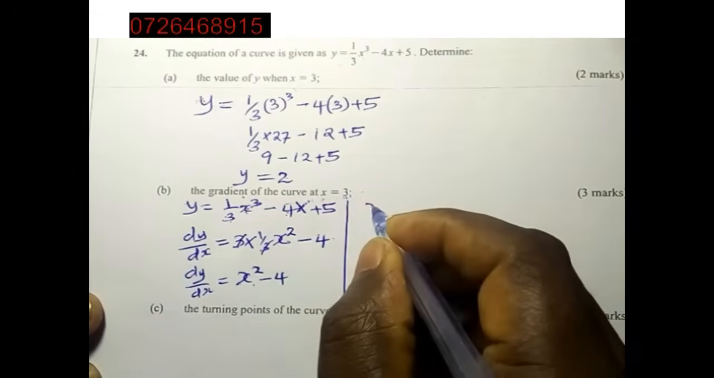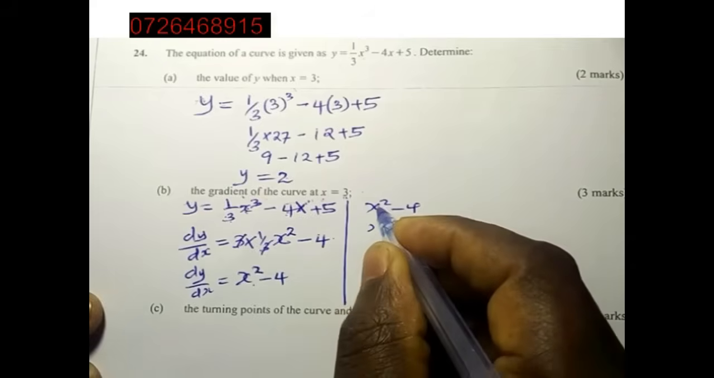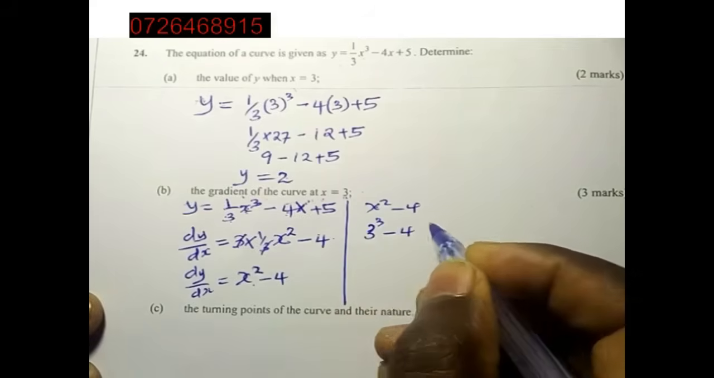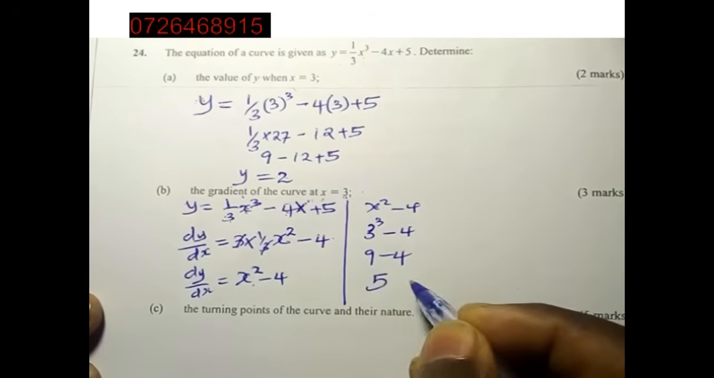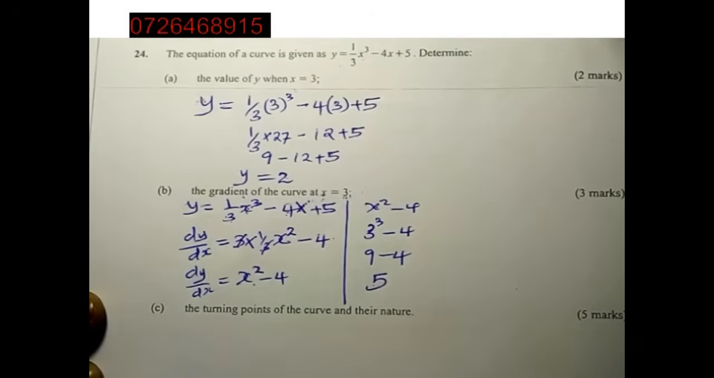So x square minus 4, meaning this is 3 raised to power 3 minus 4. And this is 9 minus 4. And the answer is 5. So the gradient is 5 when x is equal to 3.